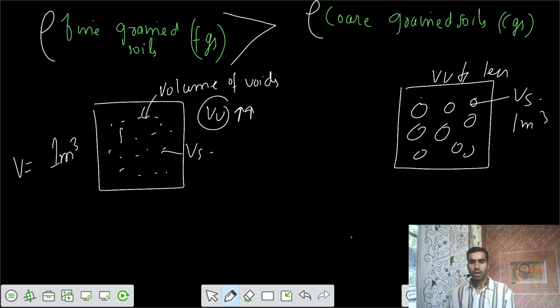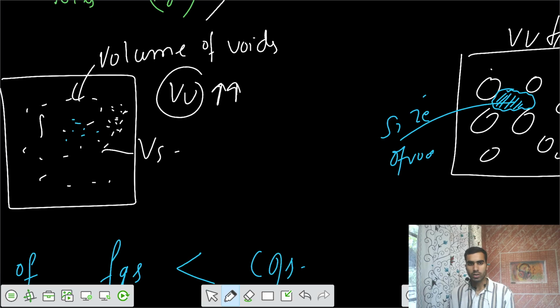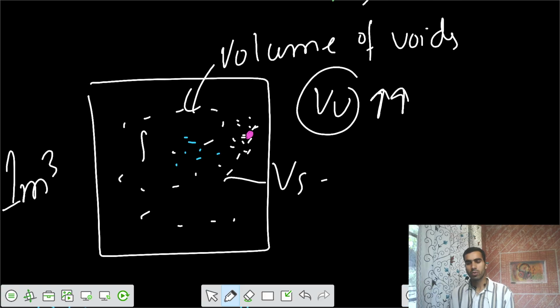But one more term is there that we call the size of void. The size of void in fine grained soils is actually lesser than in the case of coarse grained soils. So here we have that void, this is the void space, and this is the size of void. But here, we have an infinite number of soil particles, and if I ask what the void space is, I would say this part is your void space. So the size of the void is actually less.